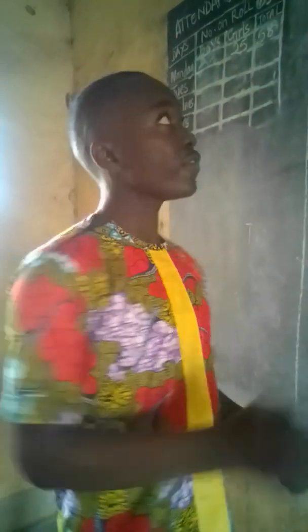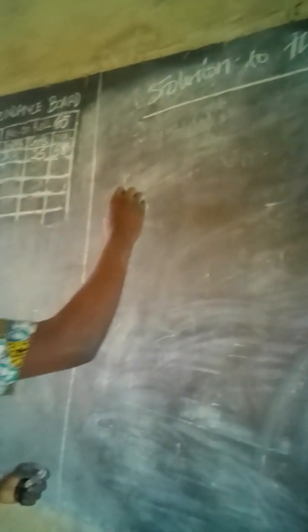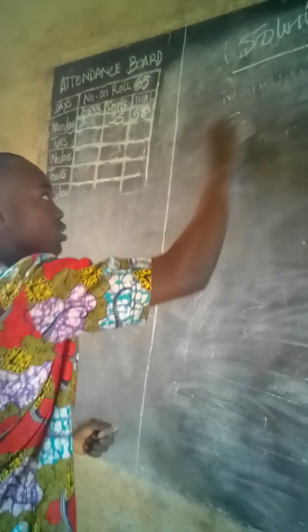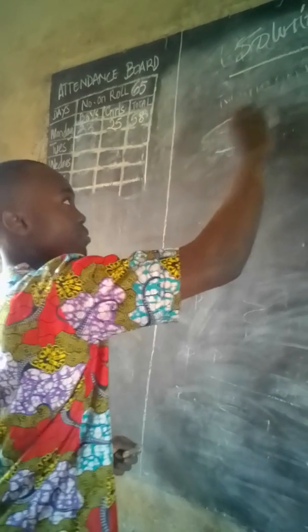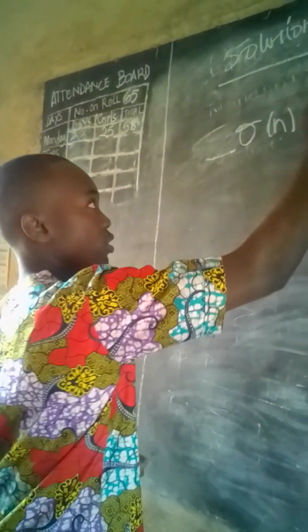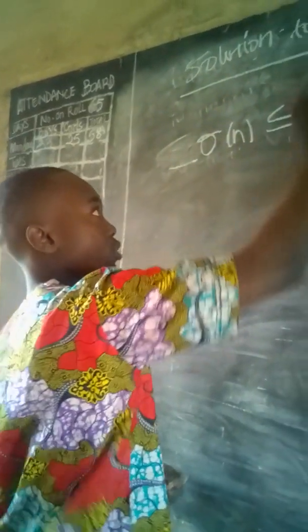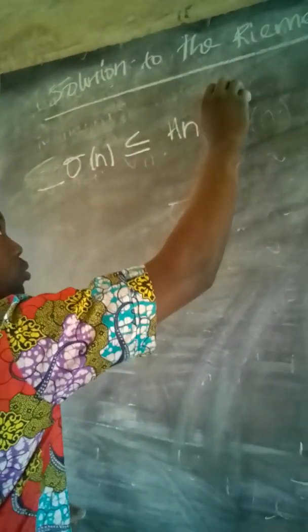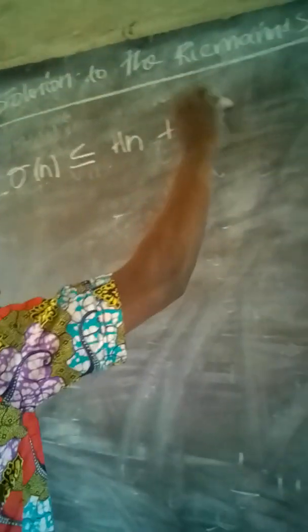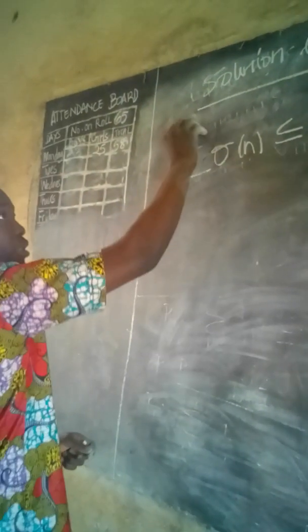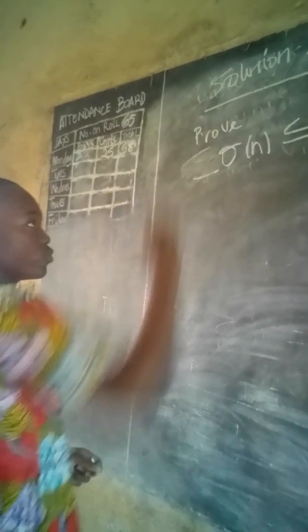Today we will solve the Riemann hypothesis, which, as simplified by Lagrange, states that sigma n is less than or equal to Hn plus e to the power Hn ln Hn. Now, this is what the Riemann hypothesis asks us to prove.